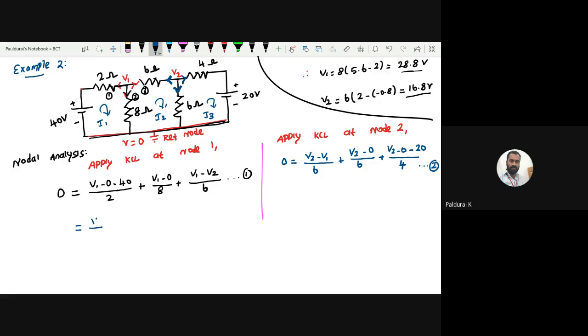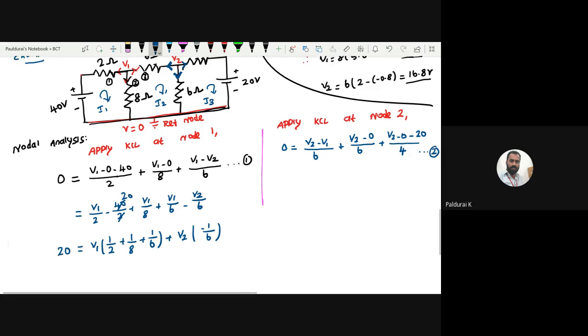So now take this: V1 by 2, this is minus 40 by 2, plus V1 by 8, and this is V1 by 6 minus V2 by 6. Okay. Take V1 as common. Here I am having 1 by 2. Here I am having 1 by 8 plus 1 by 6. Take V2 as common. I am having minus 1 by 6. Okay. Now minus 20, when it goes to the left hand side, it becomes plus 20. Okay. So now take the LCM.